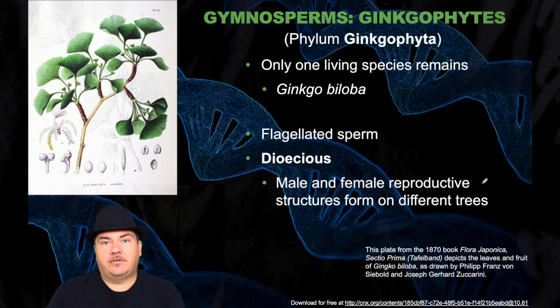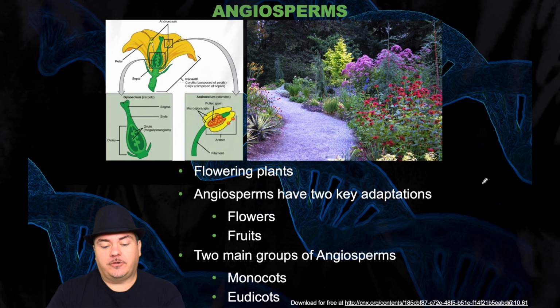They have flagellated sperm, and in these trees, the male and female reproductive structures form on different trees, as opposed to forming on the same tree like in the pine trees. Next, we have the Angiosperms. These are the flowering plants, and Angiosperms have 2 key adaptations, which is flowers and fruits.